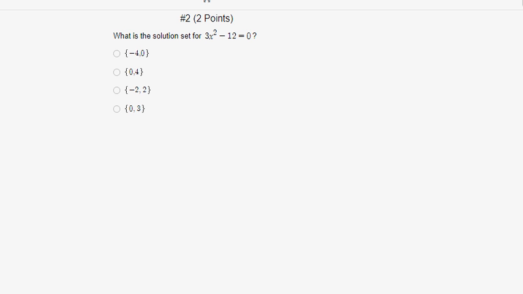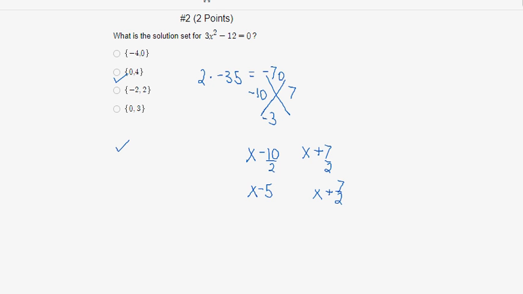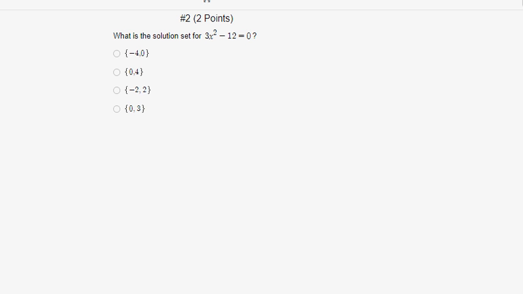Our solution set here, again, most people got this one correct. Looking at the fact we can factor out 3. So we have 3 and then x squared minus 4 equals 0. Then we can divide out that 3, and we just have x squared minus 4 equals 0. Now, we can recognize this as a difference of 2 squares and say, well, that factors out to x plus 2, x minus 2 equals 0.